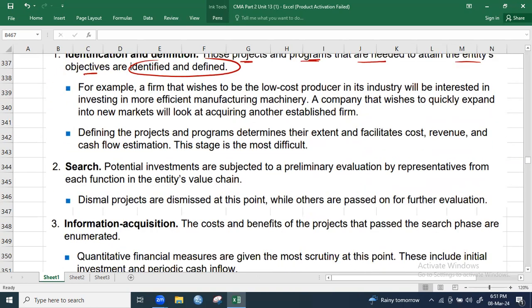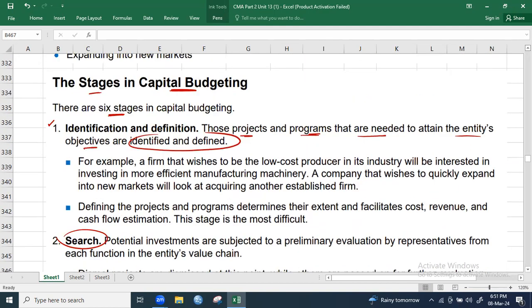Once it is decided, after that there is a search for that. Search means what? As I gave you the example, this connection is really important. First, in identification and definition, you decide what your objective is, and to achieve that objective, which kind of decision or investment you have to make. For example, if you want to reduce your cost or become a low cost producer in the industry, then obviously you have to select more efficient manufacturing machines which can help you reduce your cost.